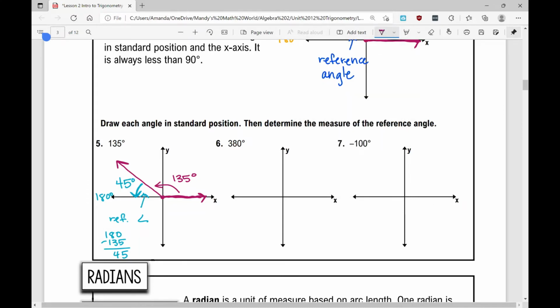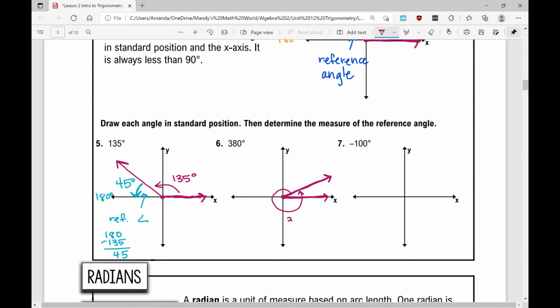Number 6, 380 degrees. So I know that my vertex is going to be at the origin in standard position. Initial side moves out to the right along the x-axis. If I go all the way around, I'm at 360 degrees, so an extra 20 degrees is where my terminal side lies. So that's in quadrant 1.